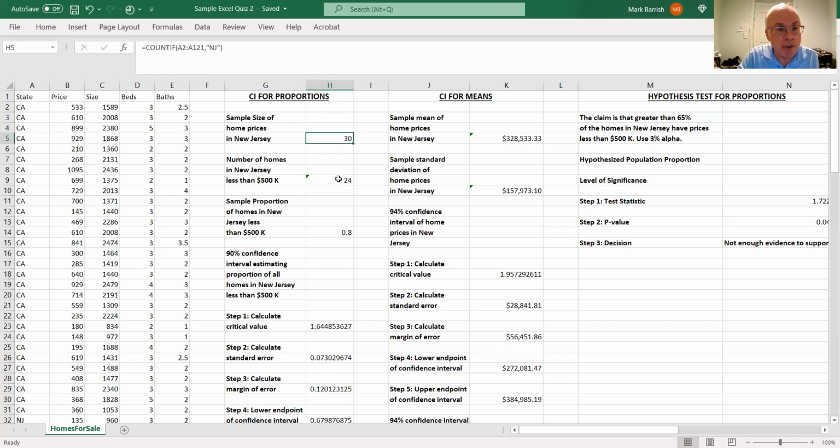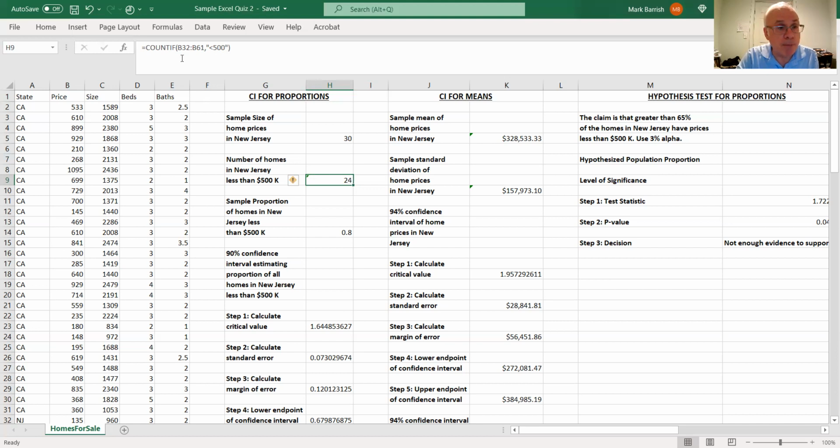The second one is the number of homes in New Jersey less than 500,000. Well, I'm only going to refer to the prices in column B, the prices in New Jersey. They start at B32, go to B61. And again, I'm using COUNTIF because I want to count only the ones that are less than 500,000. Now, the prices here are in thousands of dollars, so they're only listing the first three digits of the number. The last three digits aren't listed.